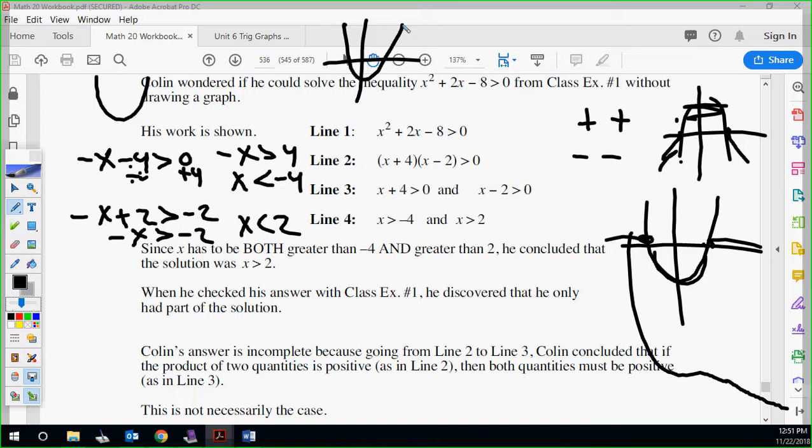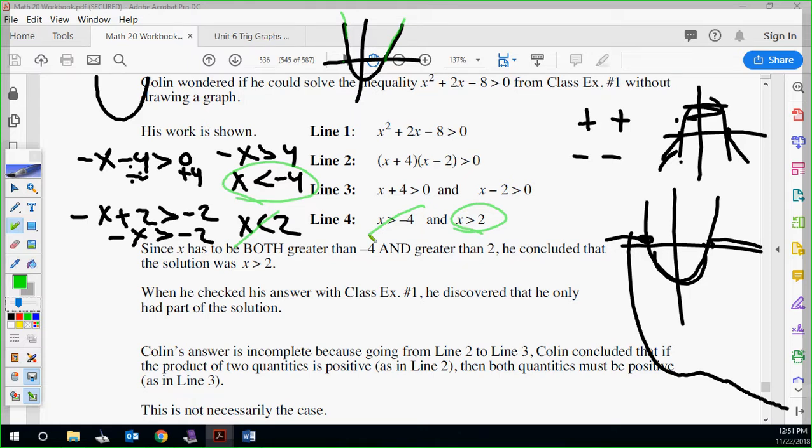If we want the positive piece, we want the outside or the inside? Positive piece. Positives are outside, right? So what he got was, this is the correct one. It's a combo of the two solving. So this one doesn't work, and this one doesn't work. Yeah, so it's tricky.